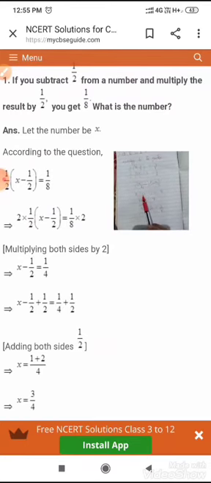After solving this quantity, perform cross multiplication. 8 multiplied by (2x minus 1) is equal to 4 multiplied by 1. So, in the next step, 16x minus 8 is equal to 4. 16x is equal to 12. x is equal to 12 upon 16, and our answer is 3/4.